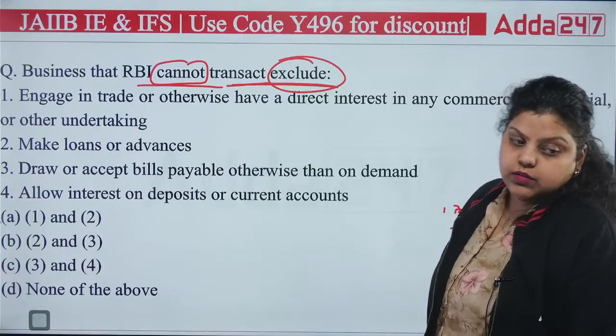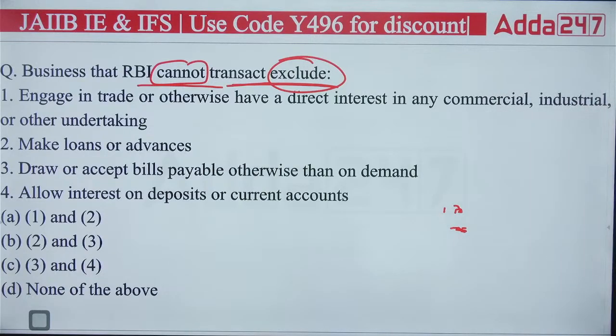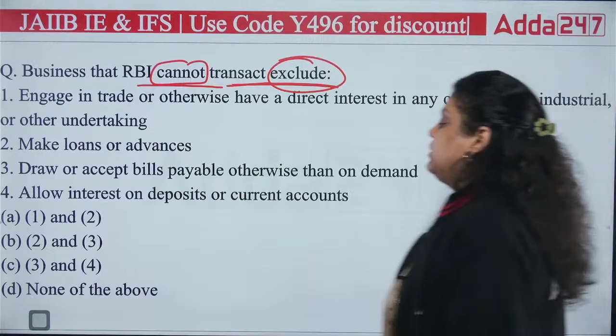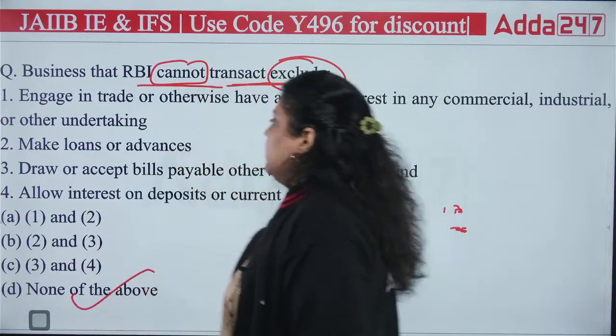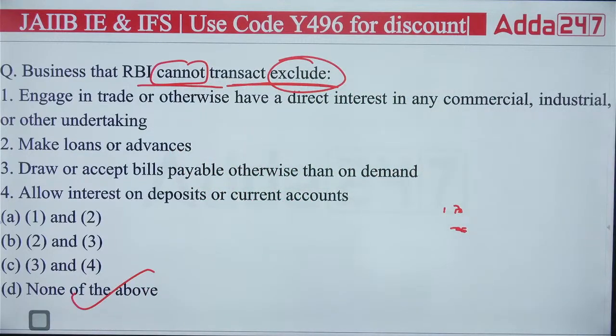So what do you think? Which of the following will be correct? 1 and 2, 2 and 3, 3 and 4, none of the above. A, B, C or D, which of the following is correct? And the right answer for this question will be none of the above, because all are the functions written here which cannot be performed by RBI.